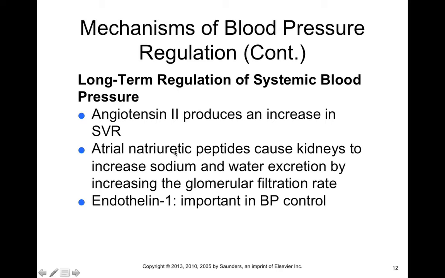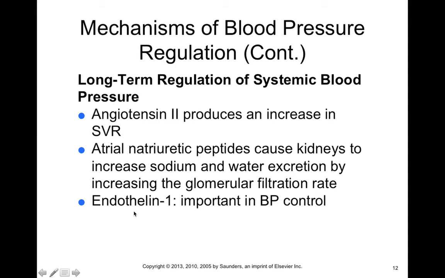So when the atria have an excessive amount of stretch, which you would assume would occur with high blood pressure, the atria will release this hormone, ANP, or atrial natriuretic peptide, and these hormones basically block the reabsorption of water by the kidneys, as well as the reabsorption of sodium by the kidneys, which can allow for excessive excretion of sodium and water. And when you lose additional sodium, you'll lose additional water, which reduces blood volume and therefore reduces blood pressure.